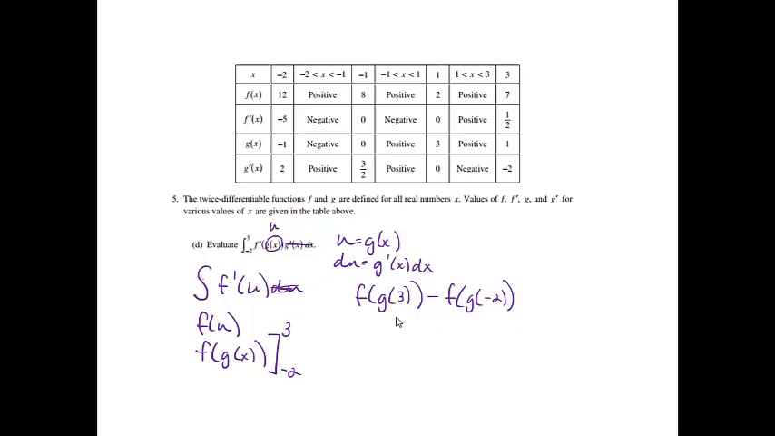Now it's just going to be looking stuff up. So g of 3, if I look it up in my chart, is equal to 1. So now this will be f of 1 minus f of g of -2. If I look up g of -2 in my chart, that's equal to -1. So now this is going to be f of 1. If I look up f of 1 in my chart, it's equal to 2, minus f of -1. If I look that up in my chart, it's equal to 8. So my final answer will be -6.